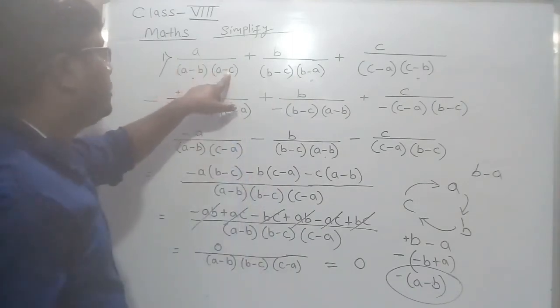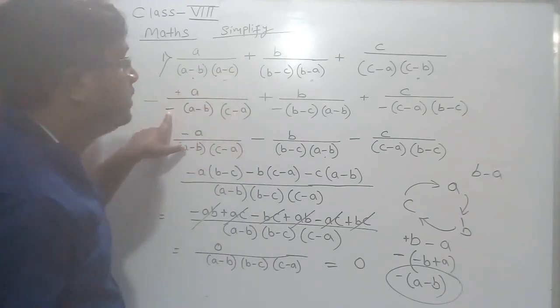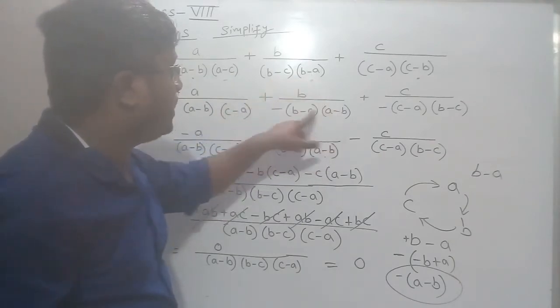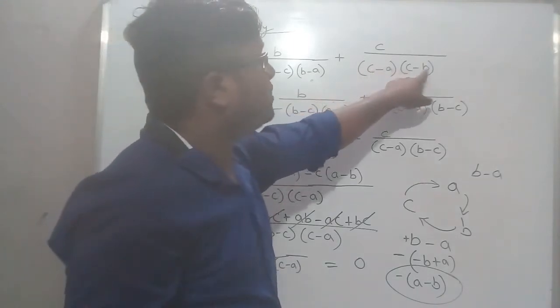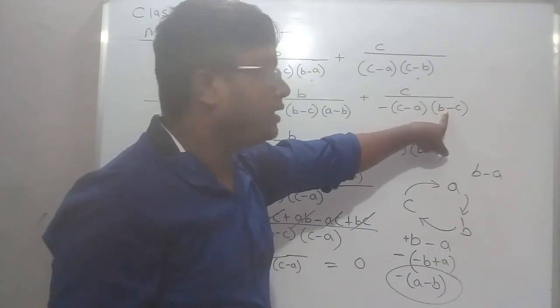Okay, A minus C we need to correct. We have corrected here C minus A and taken minus as common. Similarly here B minus A we need to correct. I have written here A minus B and taken minus as common. Here C minus A, okay, C minus B I need to correct it. So I have taken minus common and I have written here B minus C.